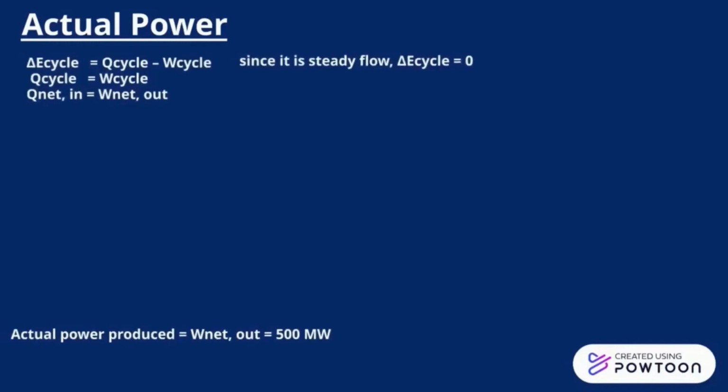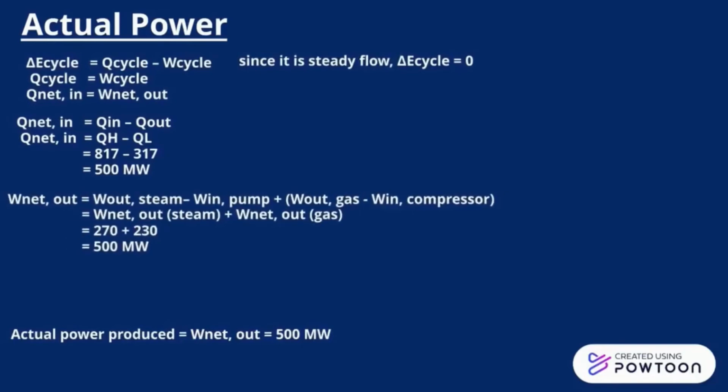Last but not least, for the actual power, the energy balance for the combined gas steam power cycle will be shown here. From the energy balance, we can get that Q net in, or heat transfer net inlet, is equal to 500 megawatt, which also equals the W net out, which is work done net outlet. Hence, the actual power produced is equal to the work net out, which is 500 megawatt.